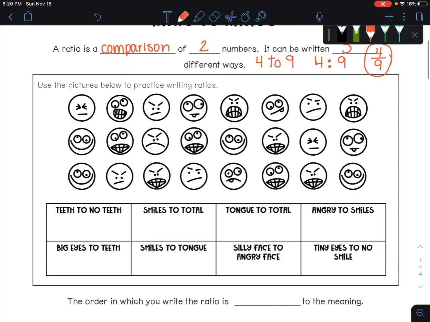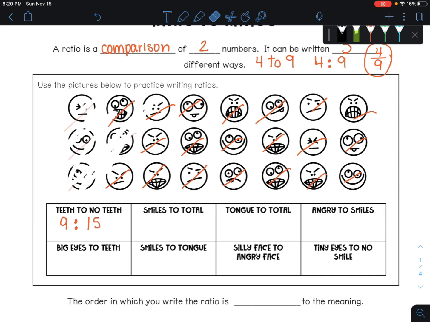All right, so let's practice writing some ratios. I'm going to write them in different styles just to practice, okay? So teeth to no teeth. I'm just going to count up the ones that have teeth. I got 9. And I'm going to compare it to the ones with no teeth. 15. So 9 to 15.